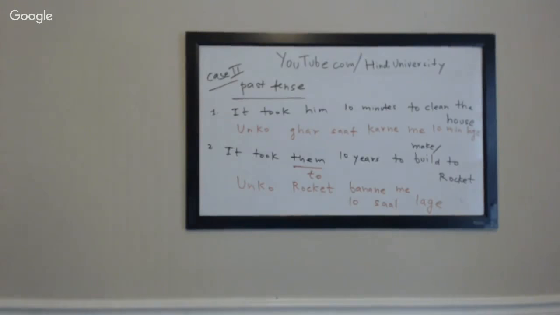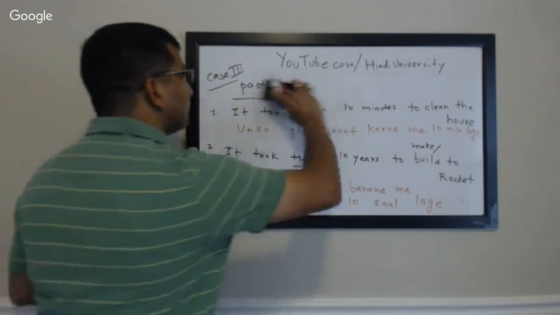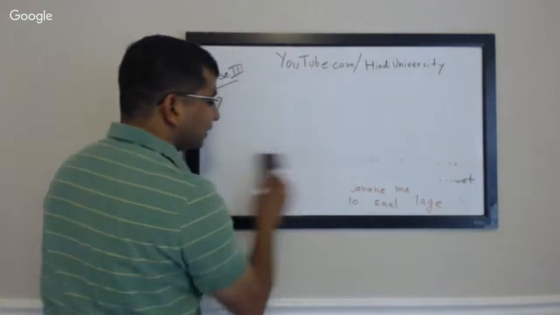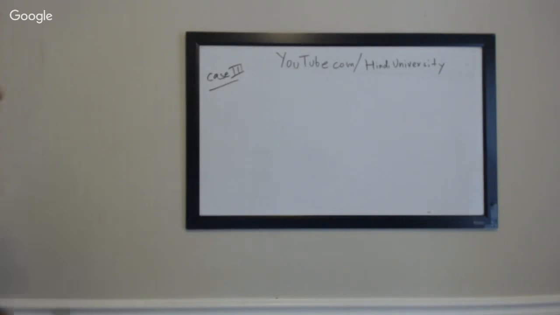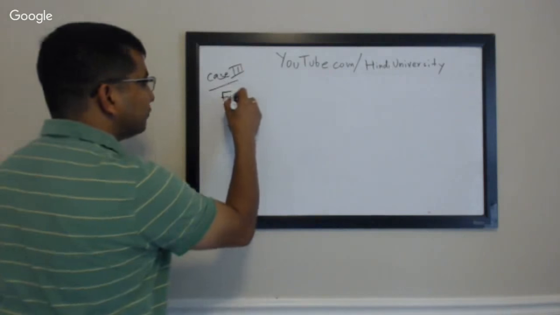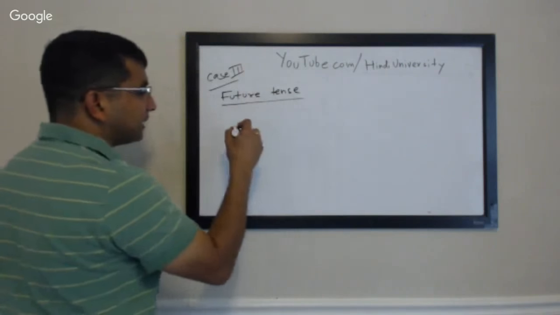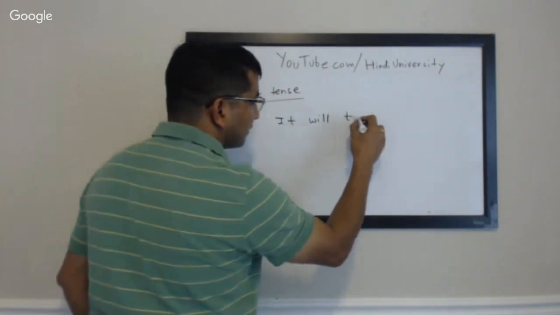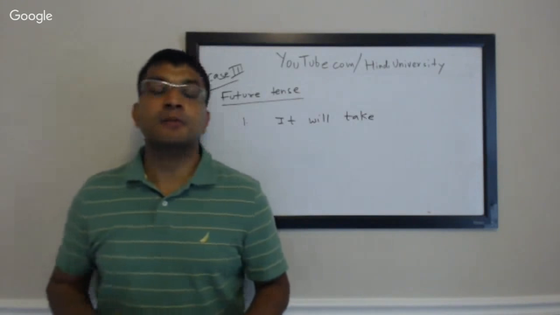Okay, so now I'll go to case three, which is nothing but the future one, as you probably have thought about it. We have covered the present scenario, we have covered the past scenario. Now we'll be covering the future cases of using Lagna. So case three will be basically the future tense. The very basic sentence will be, it will take.